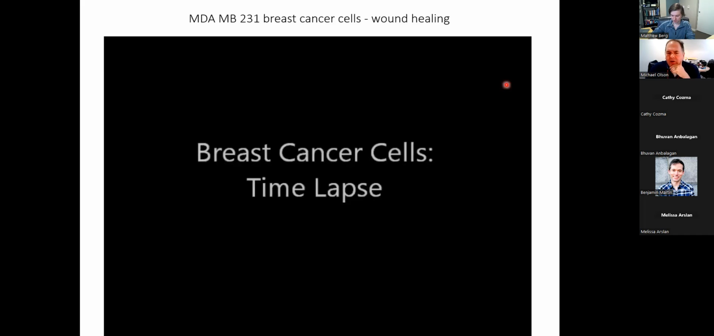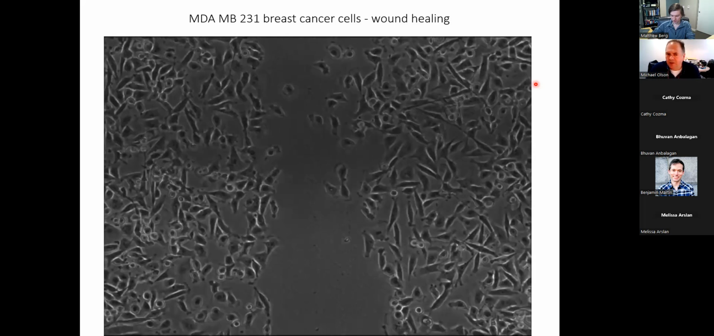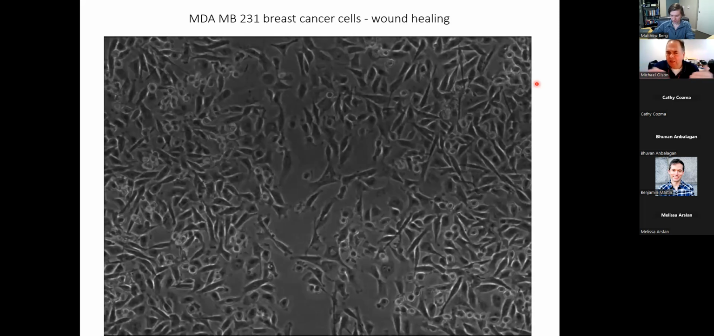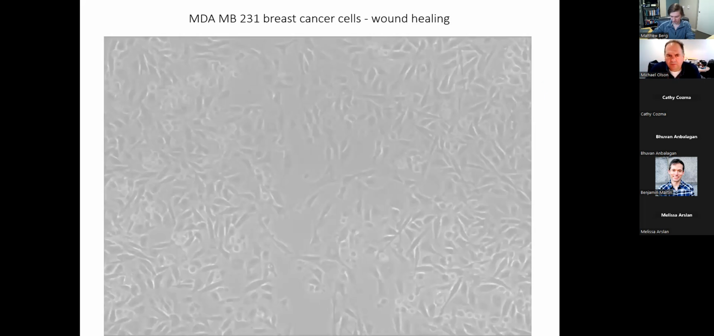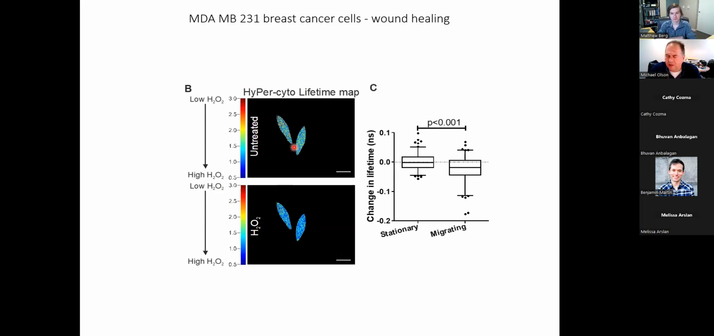So the migration model that we often use, these are MDA-MB-231 cells. One of the things we do is create a scratch in a monolayer and look for cells moving into that gap as a way of stimulating their migration. And this is, again, looking at the HyPer-cyto. So this is cytoplasmic localized HyPer and the lifetime map. This is untreated and this is hydrogen peroxide treated. So again, you can see the slightly warmer colors get colder, they get more blue. So that's indicative of this drop in fluorescence lifetime, and that's by using hydrogen peroxide.